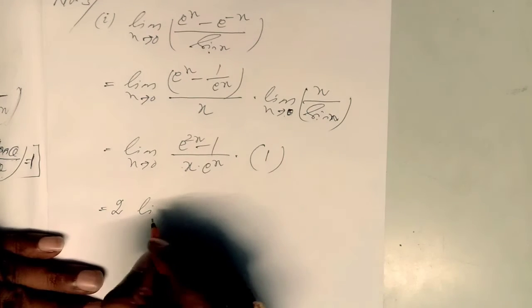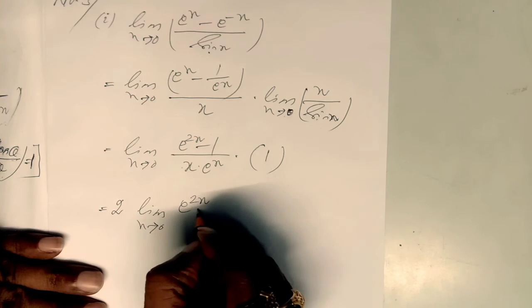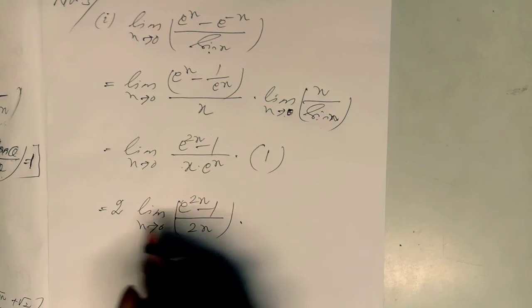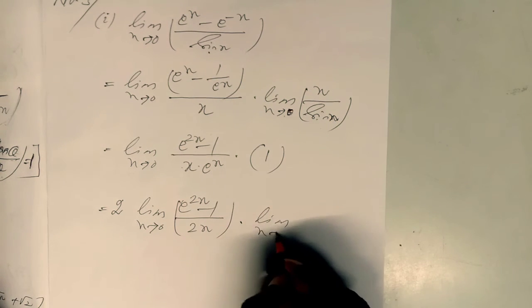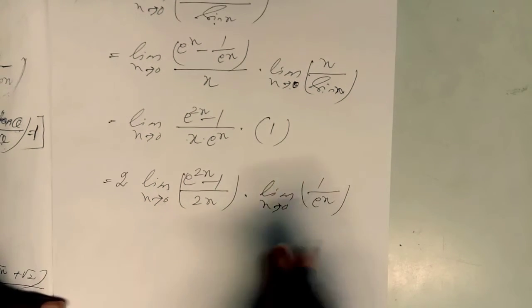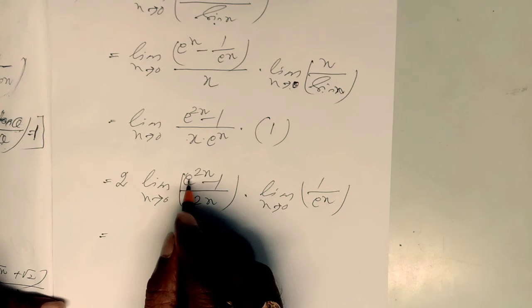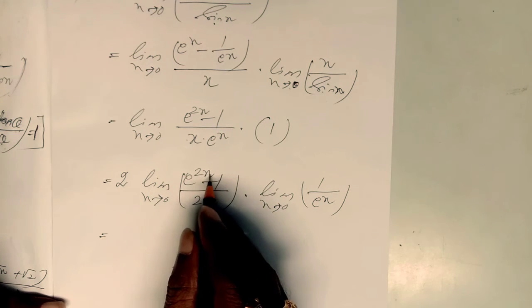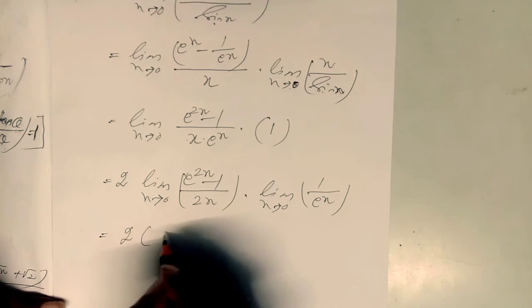Limit x tend to 0, e to the power 2x minus 1, write here 2x. I have multiplied by 2 here and here also 2 adjusted. What is left next? Limit x tend to 0, 1 by e to the power x. Now, as for the formula, limit x tend to 0, e to the power 2x minus 1 by x is the same thing, because if x tends to 0, 2x also tends to 0. E to the 2x minus 1 by 2x equals how much? 1. That means 2 into 1.